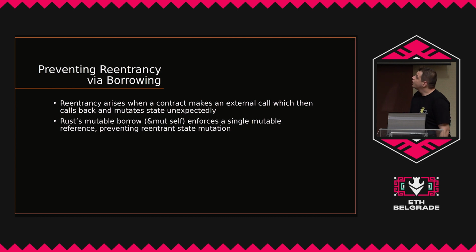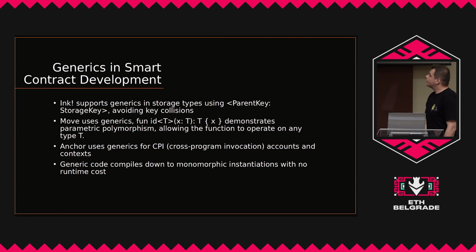How to prevent reentrancy via borrowing. Reentrancy is a famous attack vector in smart contracts. It arises when a contract makes external calls which then call back into the contract and try to mutate the state unexpectedly. Rust has mutable borrow, which is enforced to be only one mutable borrow reference at a time, which prevents reentrant state mutation.